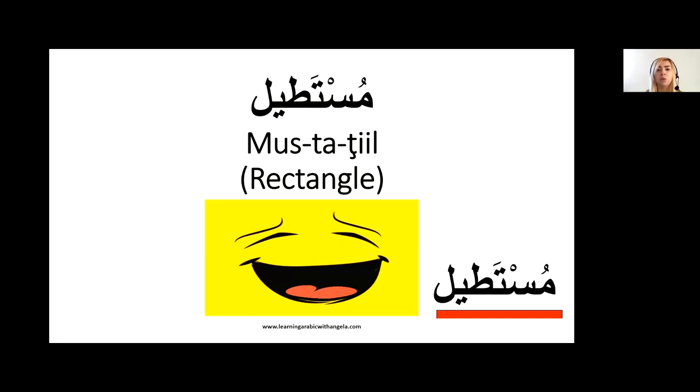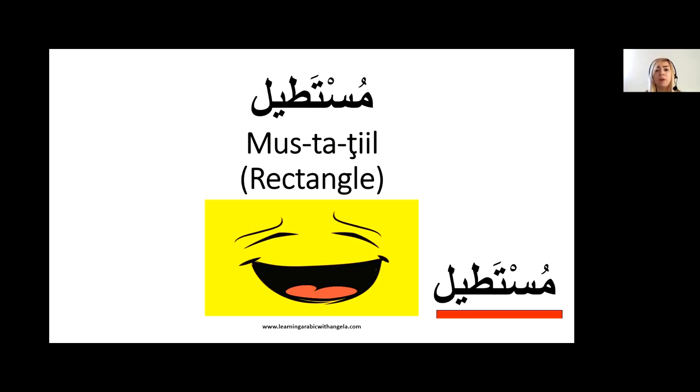مستطيل. So we have to separate it again into the phonetic sounds. مستطيل. And it could mean rectangle or rectangular, just as the shape before.